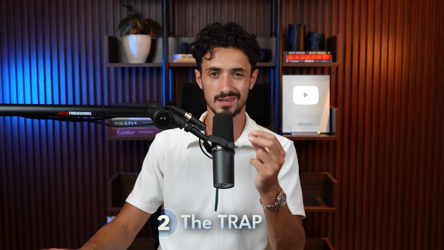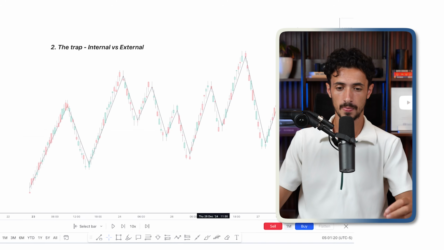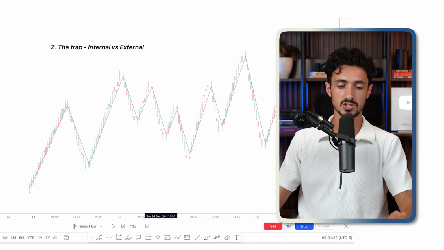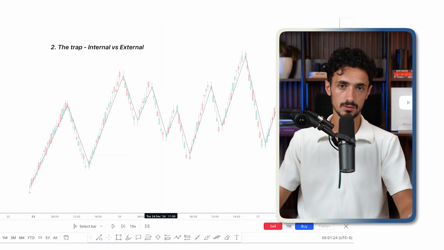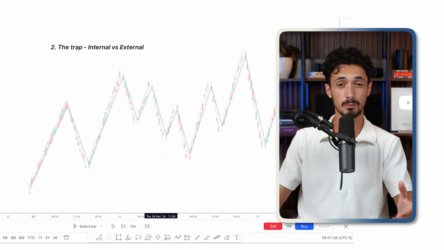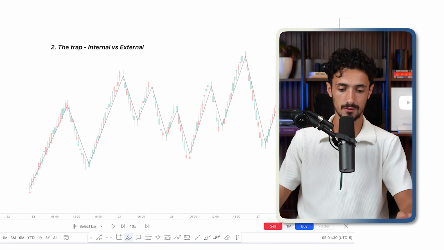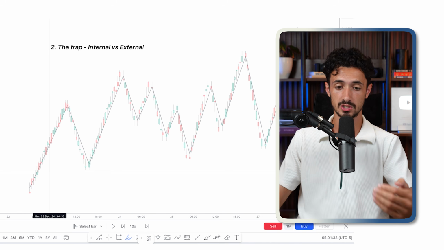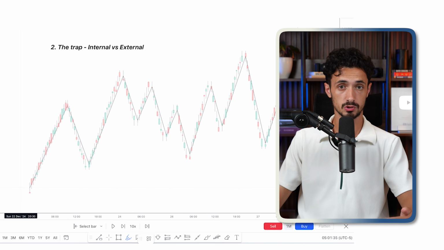In step 2, I want to walk you through what I refer to as the trap. And this is where things get a little bit more advanced. You see, the trap is essentially the difference between internal and external market structure. And this is the biggest problem that you're probably currently facing right now. You see, what we're going to do is we're going to apply what we just learned. So we're going to try to find our true swing points.